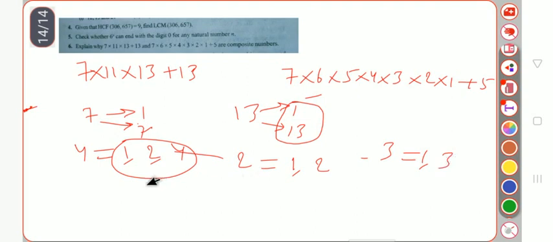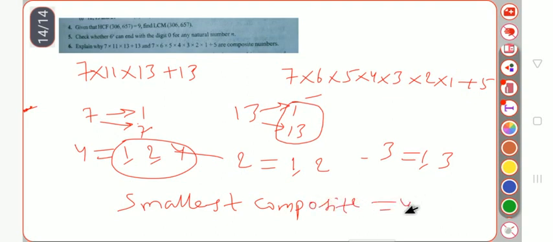Many times it is asked in objective questions, which is the smallest composite number. So remember, the smallest composite number is 4 because it has 1, 2 and 4 as factors. The smallest composite number is 4 because it has 3 factors. So for a number to be composite, it should have at least 3 factors. Now we will explain this question.